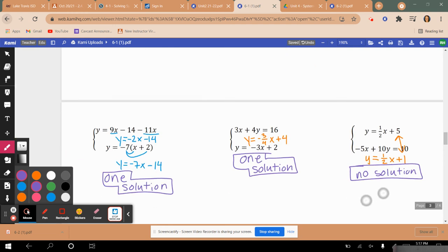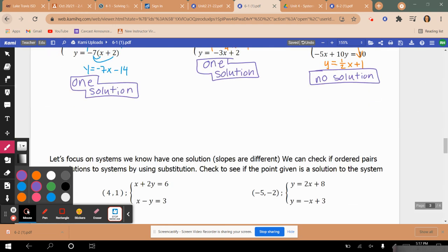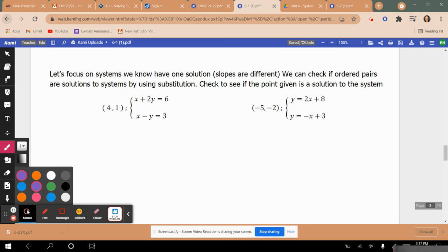All right. So we had one solution, no solution. All right. Let's focus on systems where we know have one solution. Slopes are different. We can check ordered pairs in the solution of systems by substitution. Check that to see if the point is a solution to the given systems. So we know we have one solution in these systems. They already tell us that. All we are doing is checking to see if that point is a solution. I want you to follow the steps that I do here so that you don't make any mistakes.